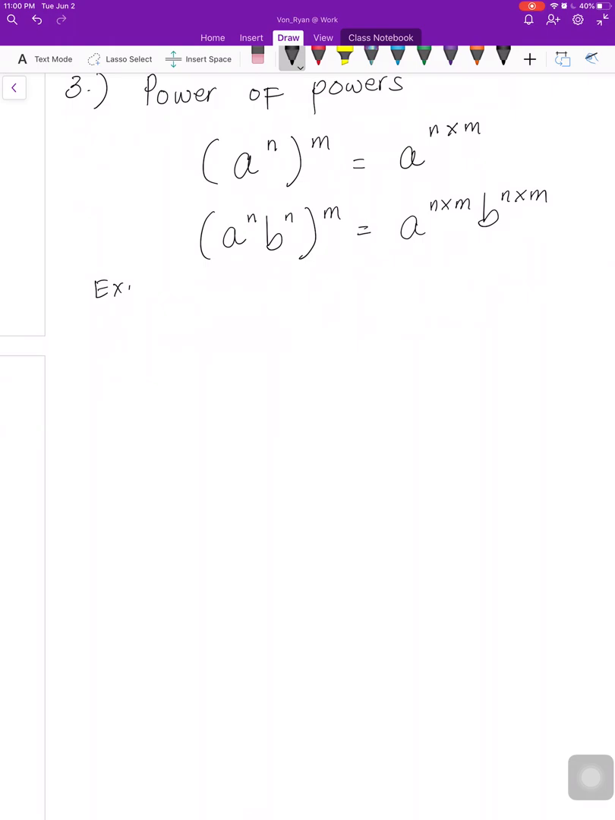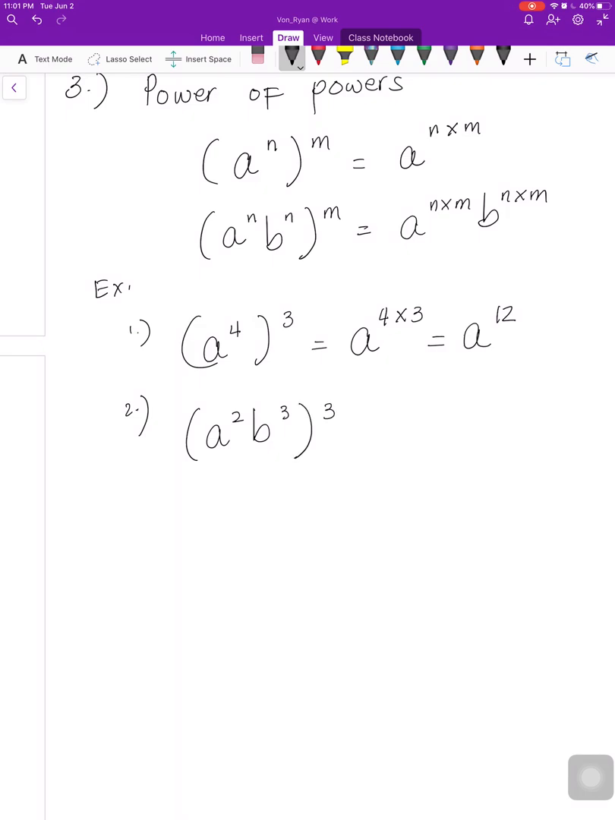Suppose we have a raised to 4, raised to 3. So that's going to be a raised to 4 times 3. So that's a raised to 12. If you have more than one variable, you have a squared b cubed raised to 3, or cubed. So it's going to be a raised to 2 times 3, b raised to 3 times 3. It's going to be a raised to 6, b raised to 9.